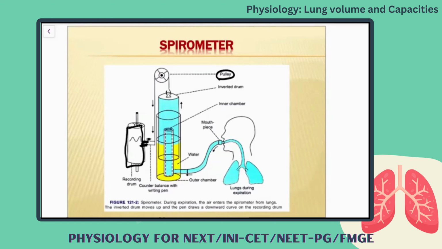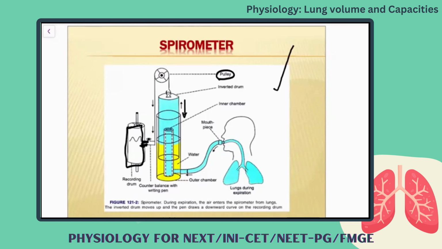Okay. So what happens when the person is inspiring? This drum will come down. When this drum is coming down, the pen which is in connection with this will go up and it will draw the graph like this.